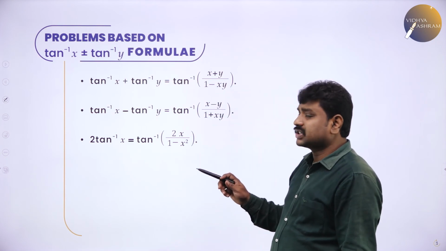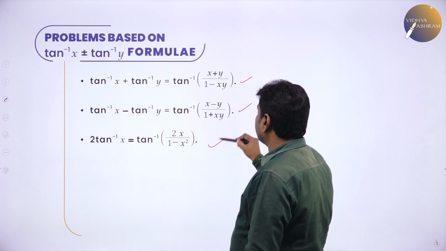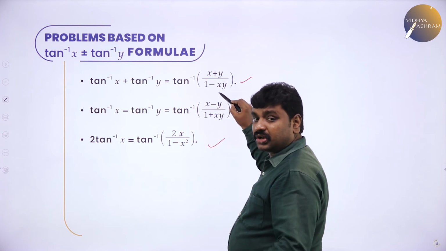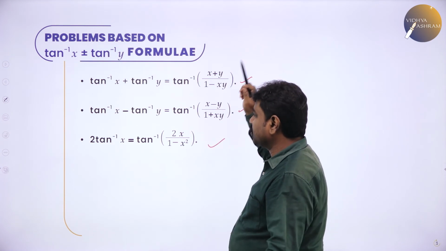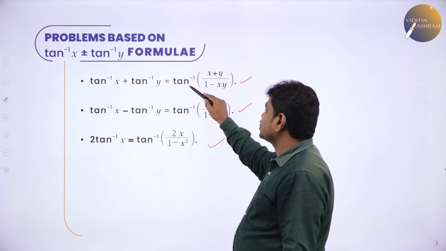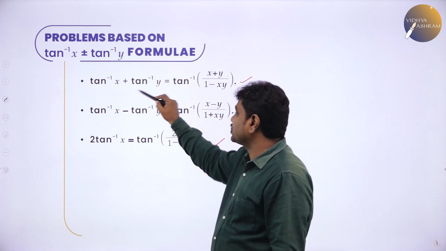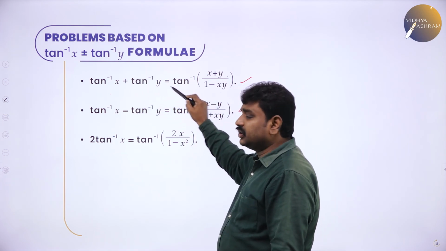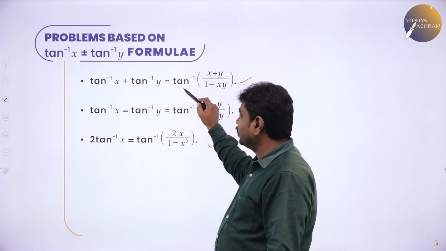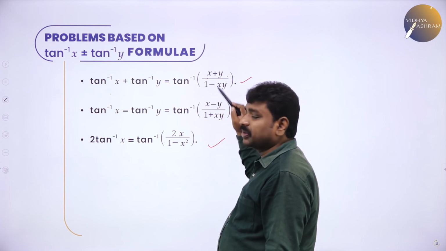Using the relations of tan of a plus b and tan of a minus b, we can arrive at these results, provided the domain 1 minus xy should not be 0. All those things we should take. So memorize this. Tan inverse x plus tan inverse y is tan inverse of x plus y by 1 minus xy. In spite of two tan inverse terms, we'll put one tan inverse. If it is plus, in the numerator add x plus y. Denominator is always 1 minus xy.